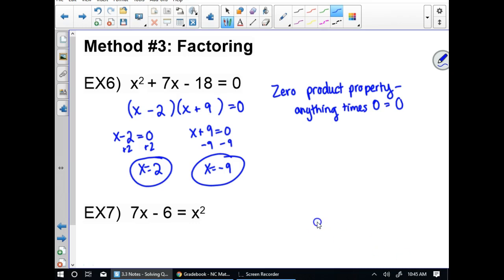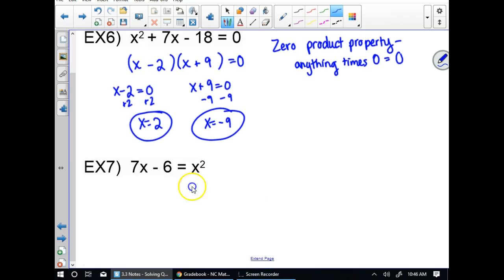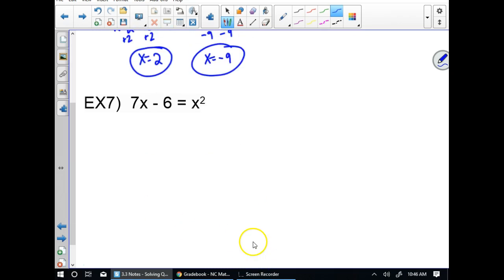Now the trick to solving by factoring, just like with quadratic formula, is that the equation has to equal 0 before you can start factoring. So on number 7, we can't solve this one right away. So go ahead and copy 7 down for me, but it's not quite ready to solve yet.